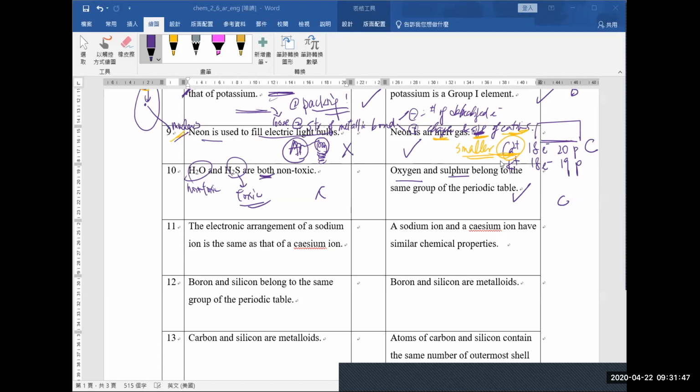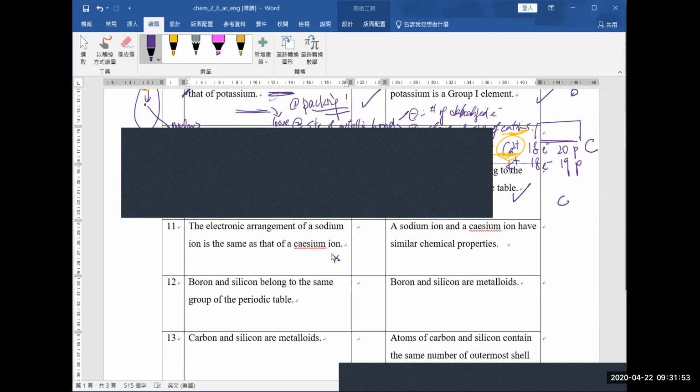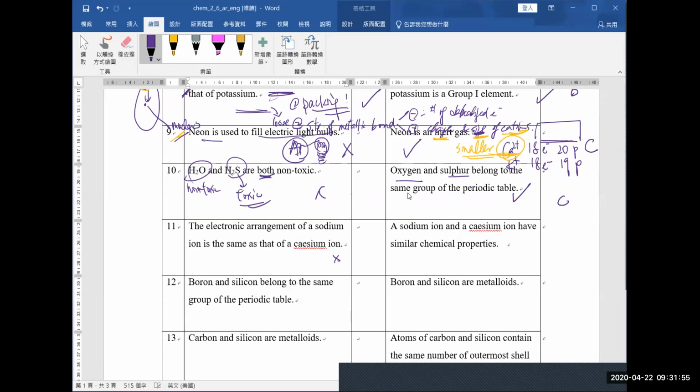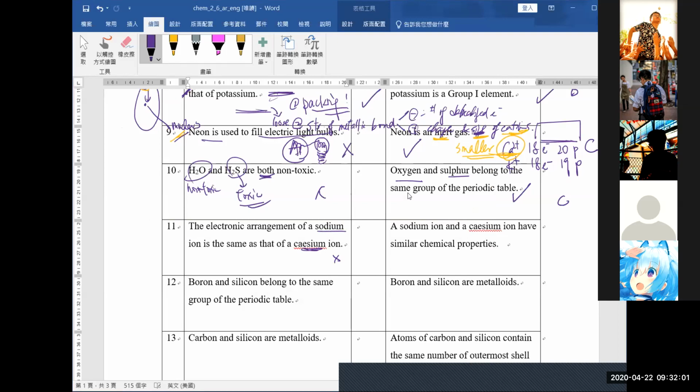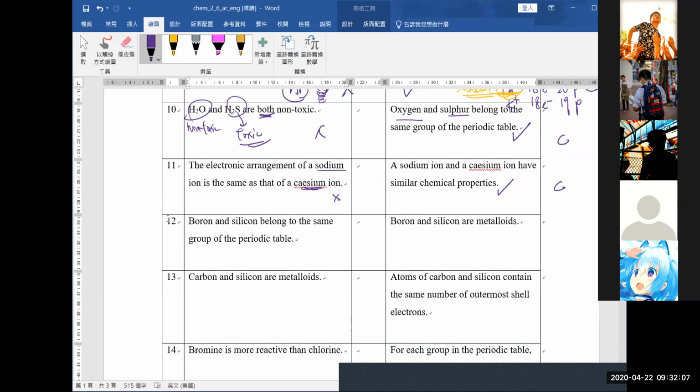C. The electronic arrangement of sodium ion is the same as the cesium ion is wrong, right? What do they have in common? They are in the same group, but they are in different periods. So they have the same chemical property. Yes. So question 12. Boron and silicon belong to the same group of the periodic table. Boron and silicon are metalloids.